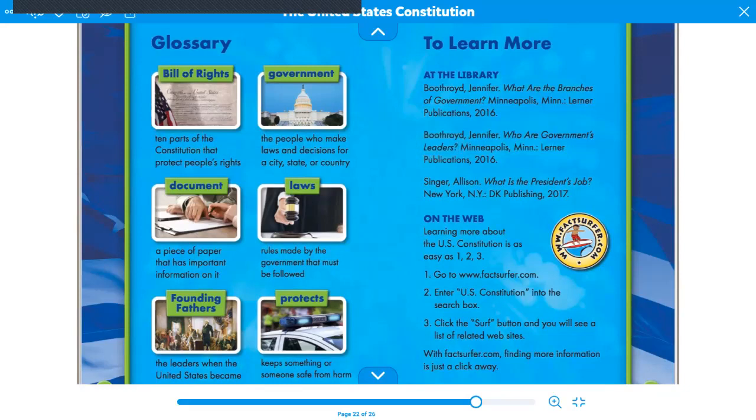If you enjoyed learning about the Constitution, you can find out more at the library by checking out some of these books. And also, you could go on the web or internet to learn more about the U.S. Constitution by going to these different sites.